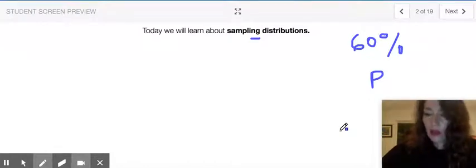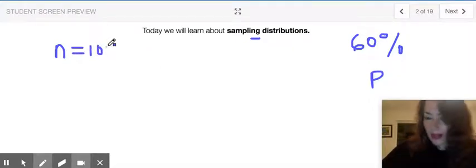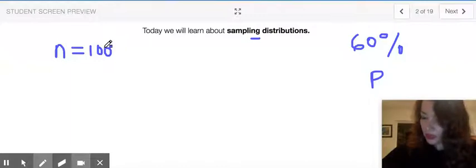Now, let's say I wanted to take a sample of 100 people, so my N would be 100, and of those 100 people, I asked them if they enjoyed eating ice cream. It wouldn't be a surprise to find that maybe 50% enjoy eating ice cream. That would be just one sample.